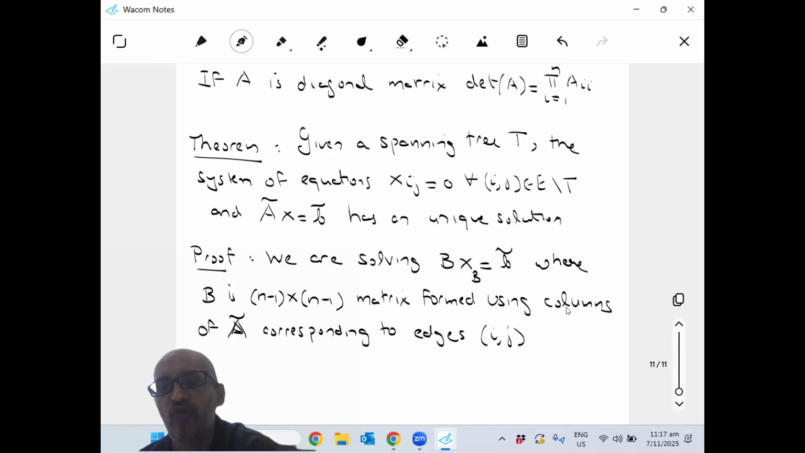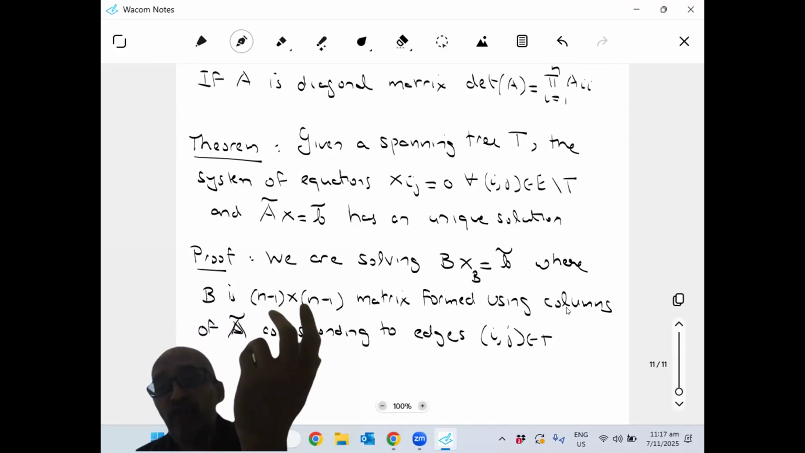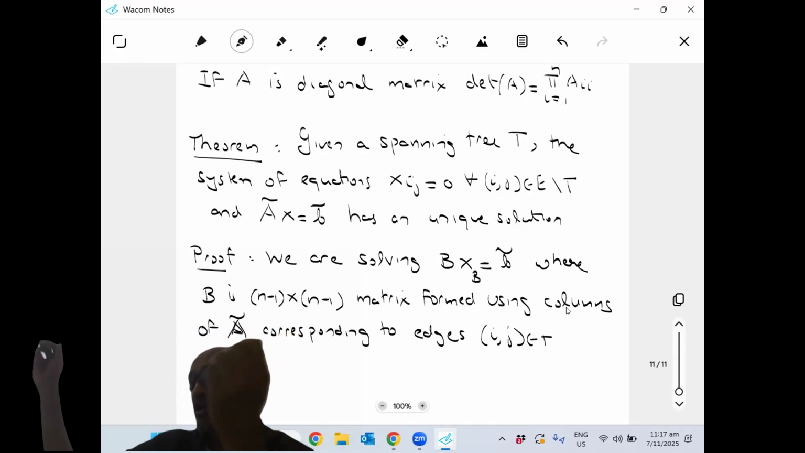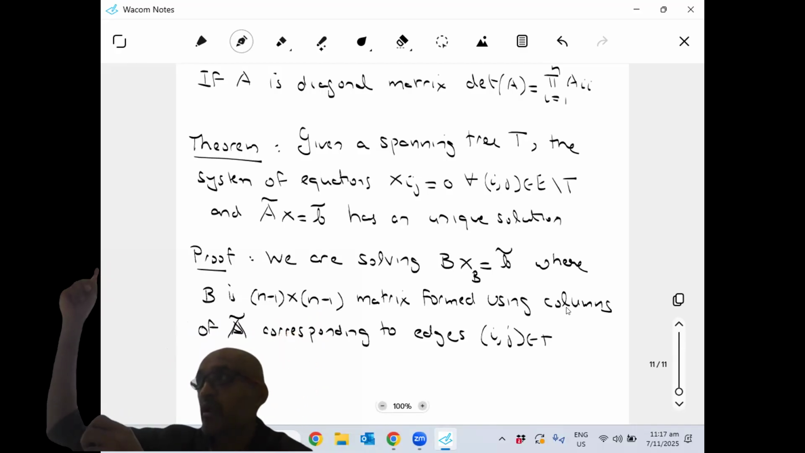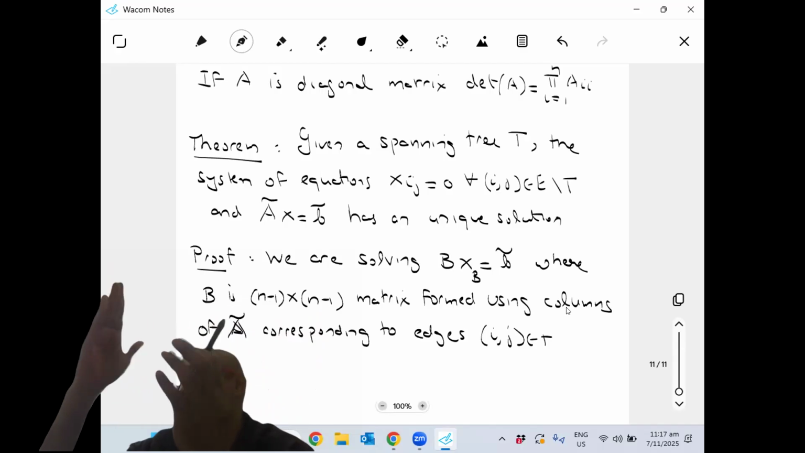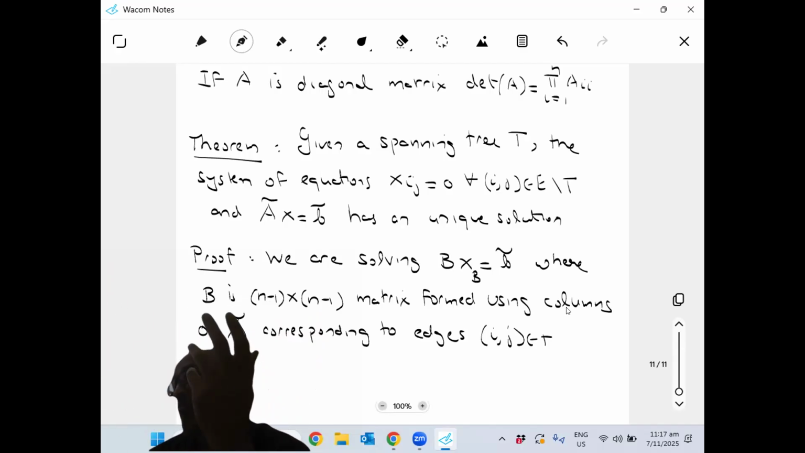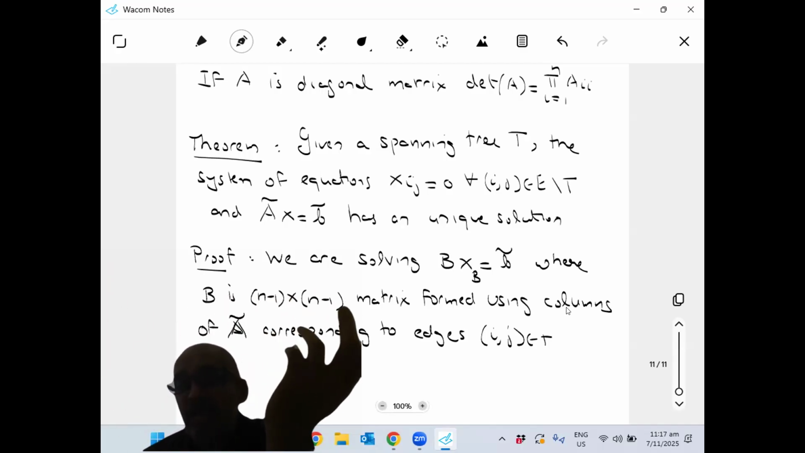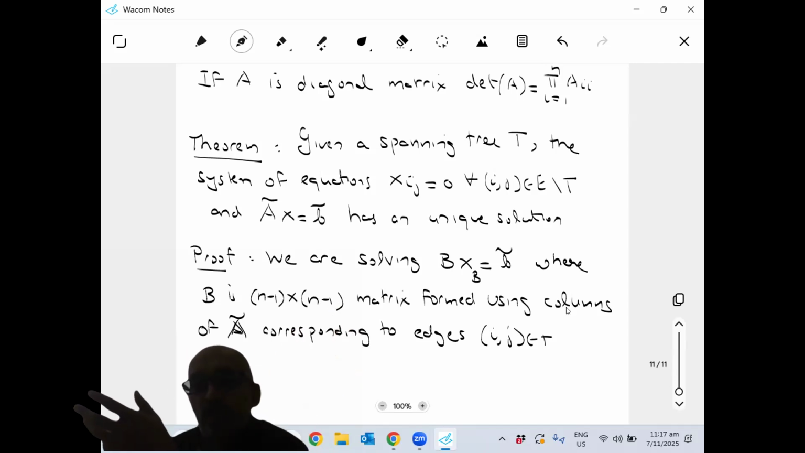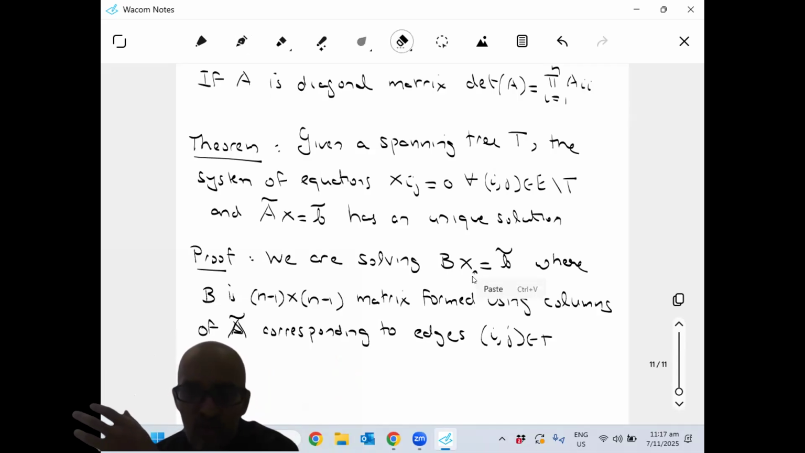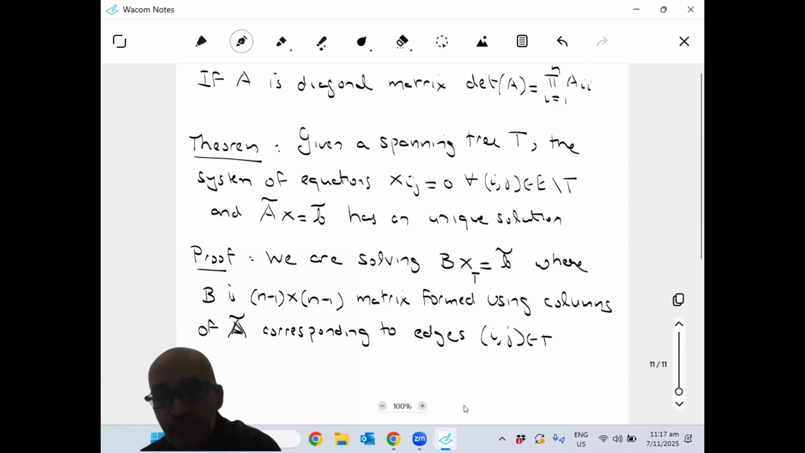So what are we doing when we are forcing all the non-basic variables to be 0? We are left with a set of columns that we are using, because each x variable corresponds to a column of this A matrix. So we are only taking some of the columns. The columns correspond to the edges of the tree. There are basically n minus one of them. We take those columns and solve B x equal to b tilde, and this x is the basic variables. Maybe I should call this x_T, because of the tree.